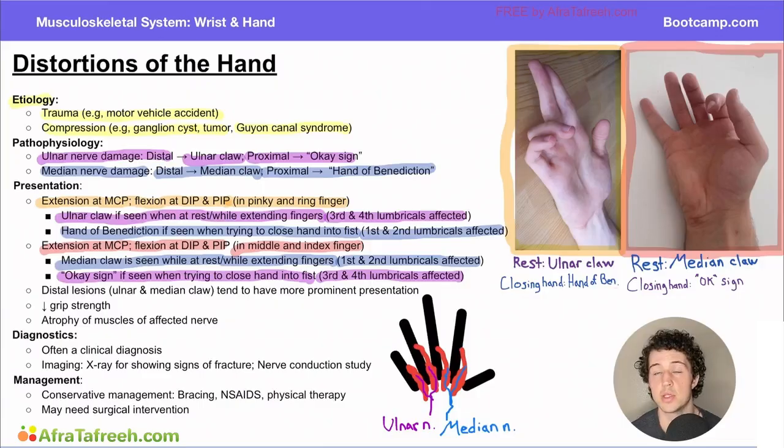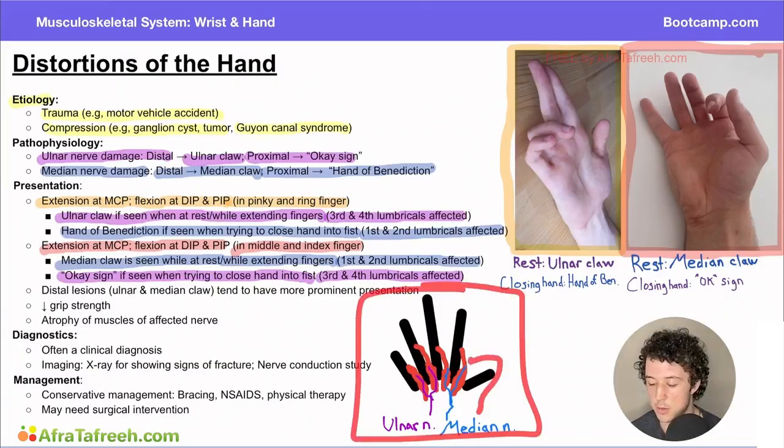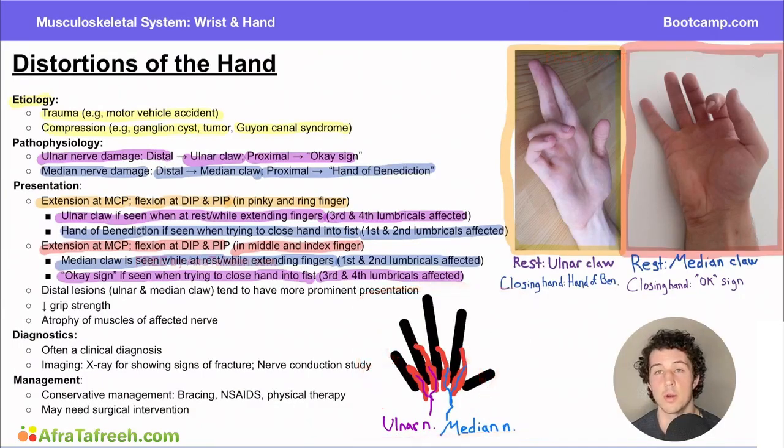But again, there's no need to try and memorize this if we can understand our lumbricals. Median nerve will innervate the first two and ulnar nerve innervating lumbricals 3 and 4. So then when we understand the deficit that's going on in the patient, we can deduce what is the nerve involved.